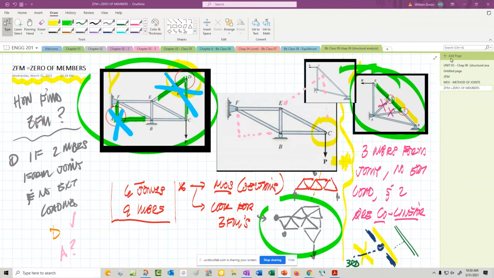All right, so let's go through an example here. An example of method of joints. Let me pull a problem.